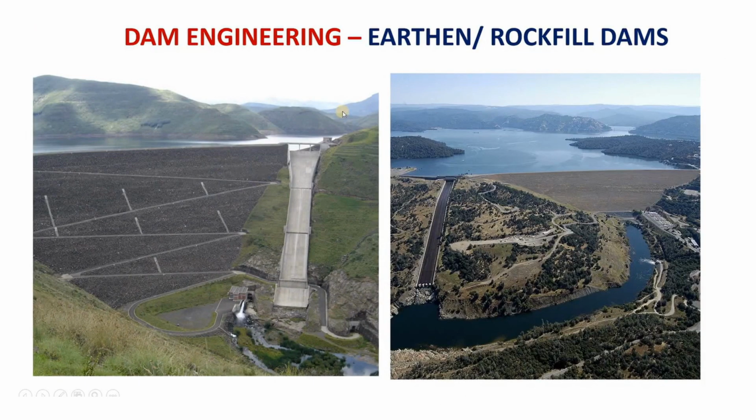Here we see both images representing an earthen or rock-fill dam. Both dams, we can see the difference in layout. In the left image, the earthen dam is less in length. The right side dam length is more. Dam layouts differ from project to project based on site conditions. Generally earthen or rock-fill dams are economical when dam length is more.